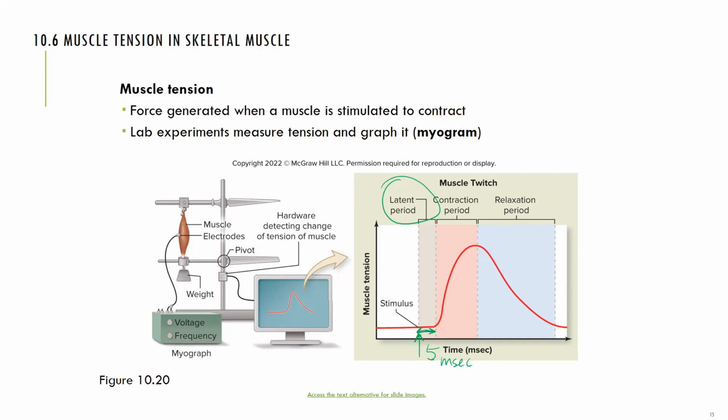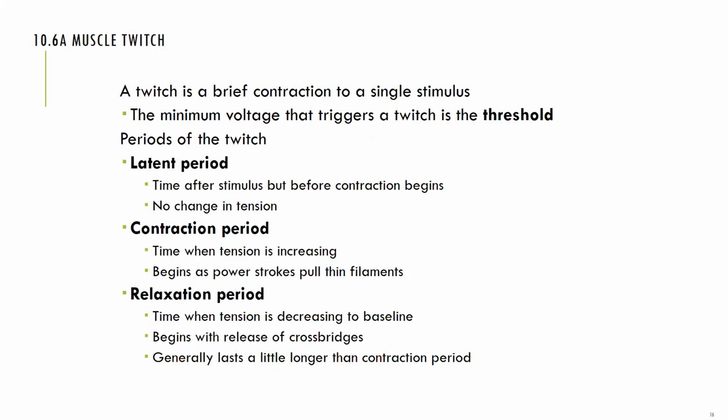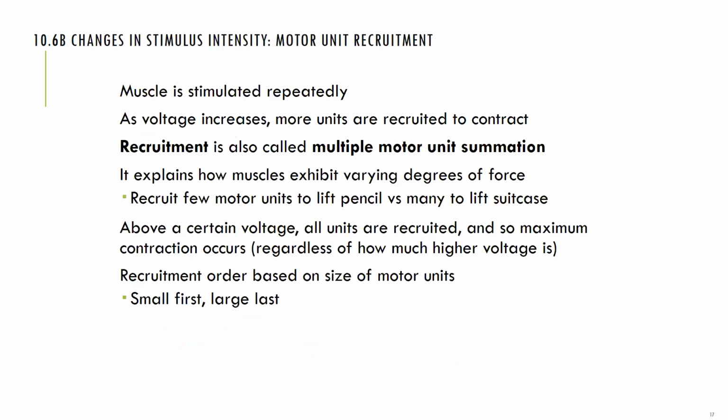And then as soon as the actin and myosin bind, then we get the contraction period. As long as the actin and myosin are staying attached to one another and shortening, we're going to get this contraction period. Then as soon as the calcium is pumped back into the sarcoplasmic reticulum and the actin and myosin can no longer bind to one another, then we go to relaxation. And relaxation will happen until we stimulate the muscle again. So in a muscle twitch, we have 3 periods: a latent period, a contraction period, and a relaxation period. You can read about those in this picture, which I just described to you.